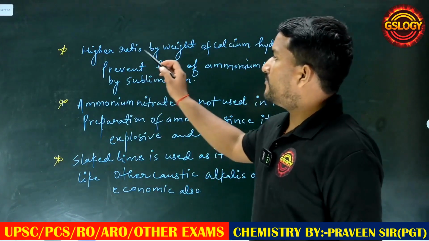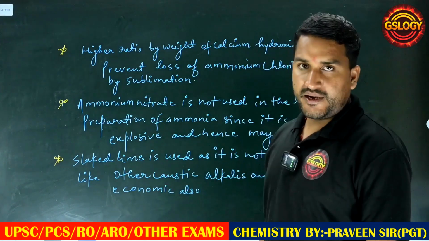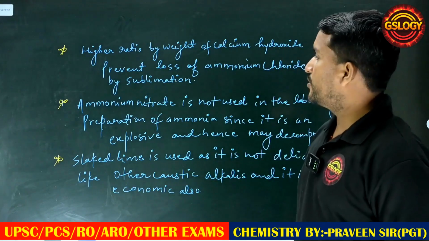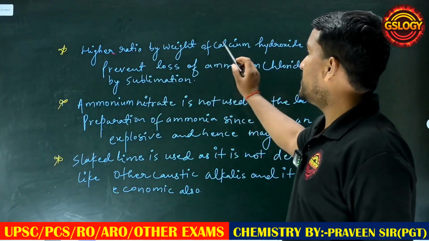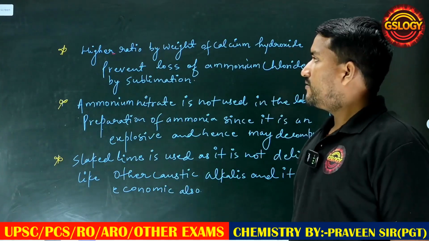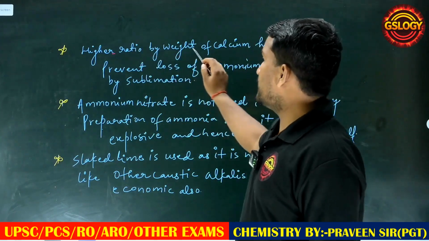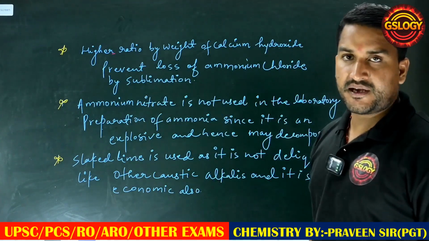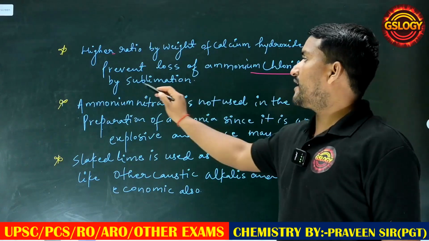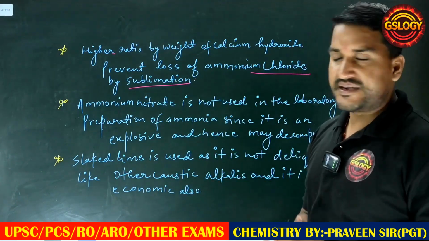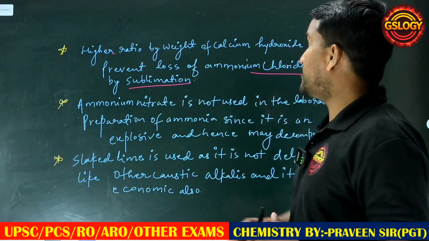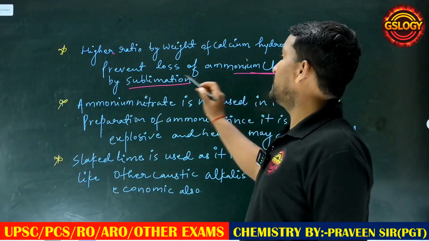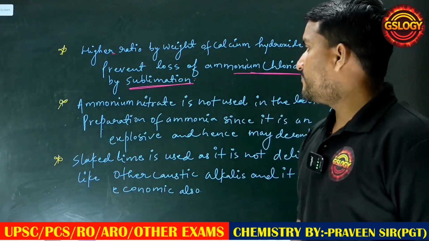Also keep some points in mind for the laboratory preparation of ammonia. A higher ratio by weight of calcium hydroxide. When you take a higher ratio by weight of calcium hydroxide, it prevents loss of ammonium chloride by sublimation.